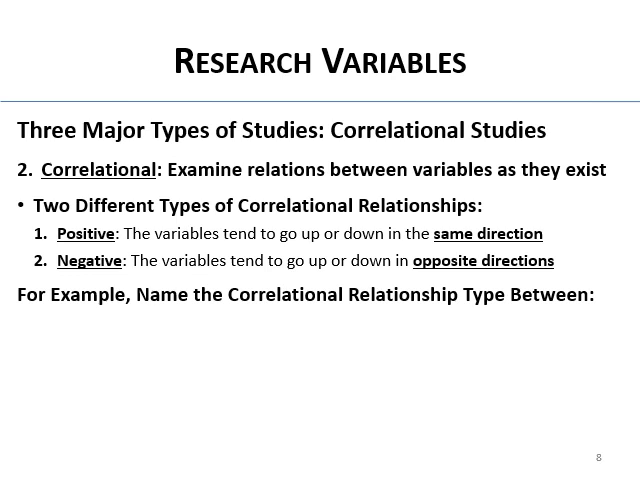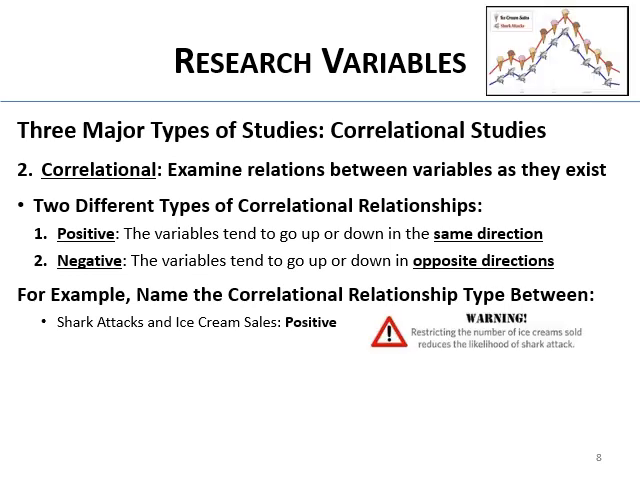So for example, let's see if you can name the correlational relationship type between shark attacks and ice cream sales. Well, that is a positive relationship. When shark attacks tend to be high, ice cream sales tend to be high. When shark attacks are low, ice cream sales tend to be low. Why is that? Temperature. We talked about that sort of already with crime rates. But also, shark attacks and crime rates are apparently positively related because they're both related to temperature.